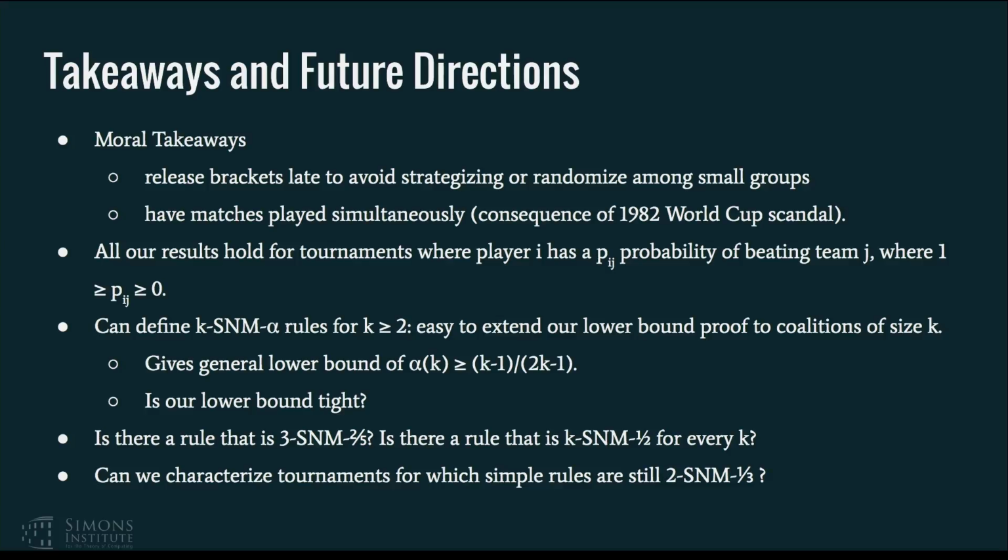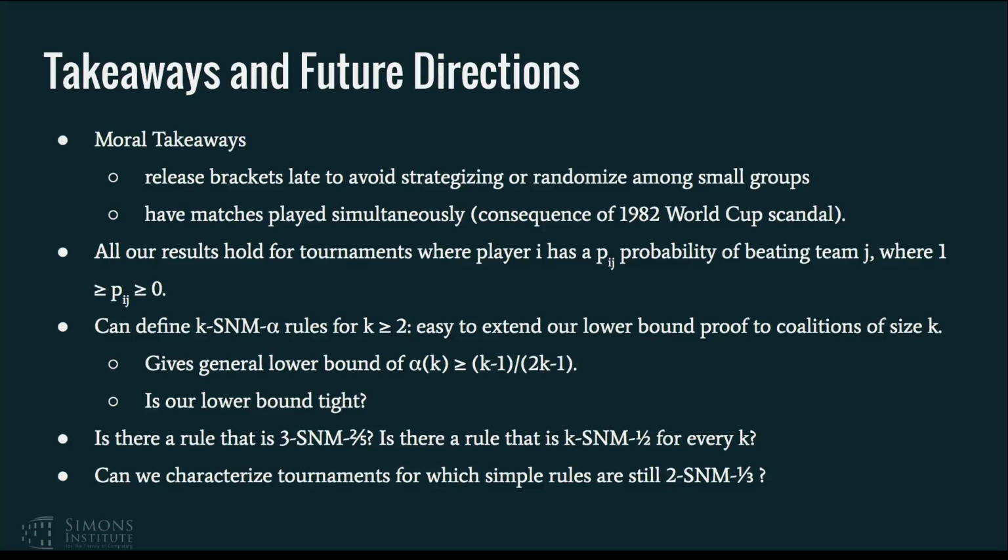And a good thing to think about maybe is, can we find a rule that is KSNM a half for every case, since this tends to a half? That seems like a plausible, nice thing. Or maybe just try to understand what happens when we have collusions of size 3.